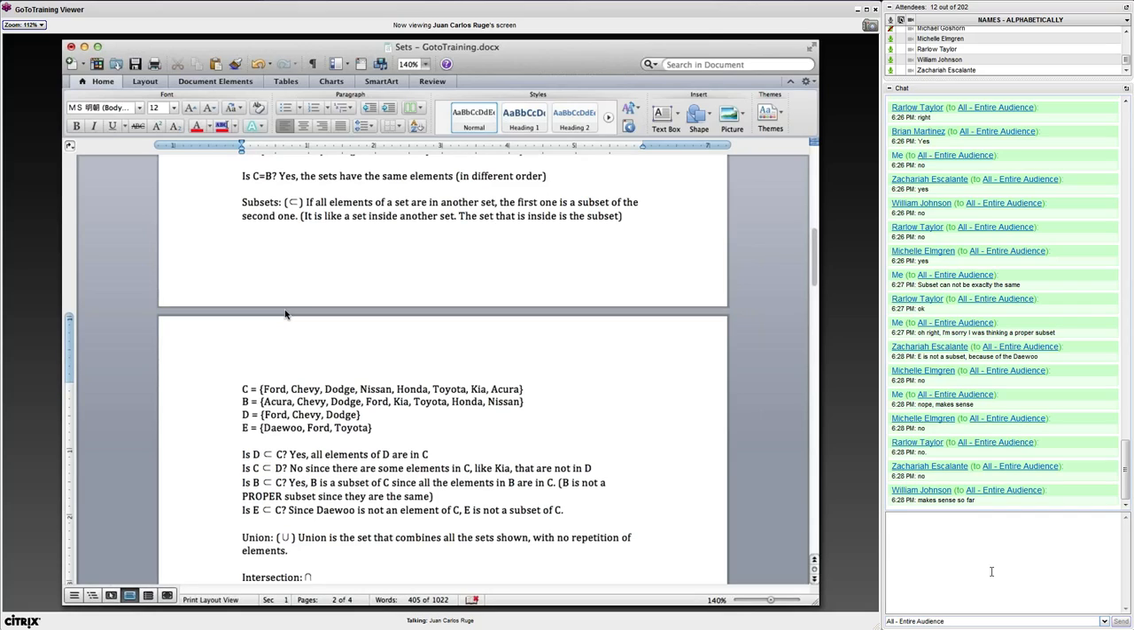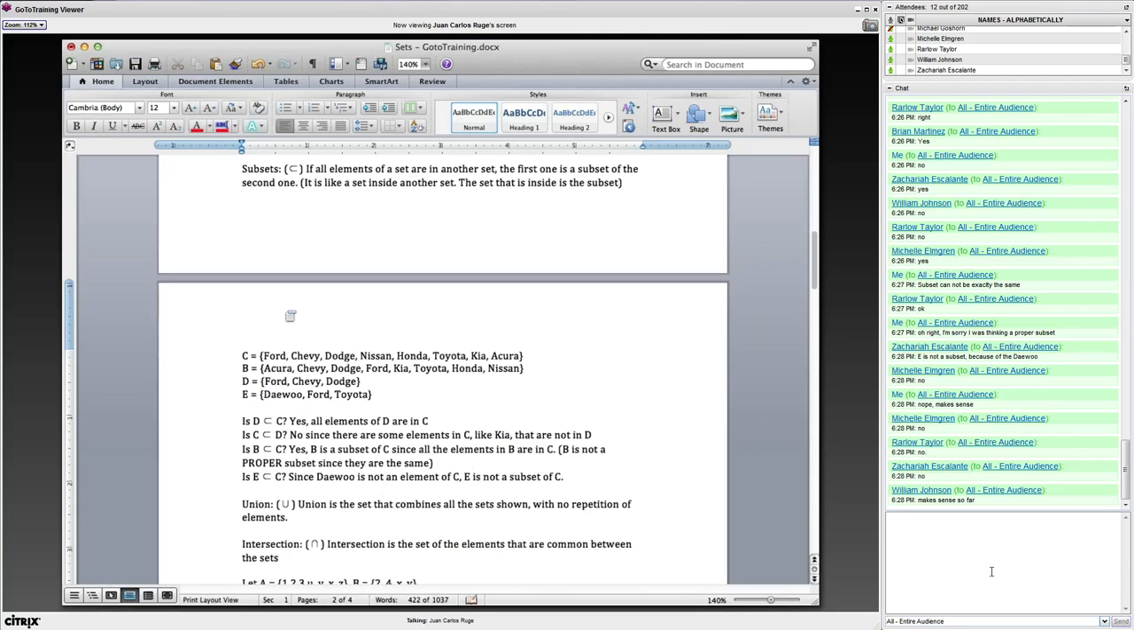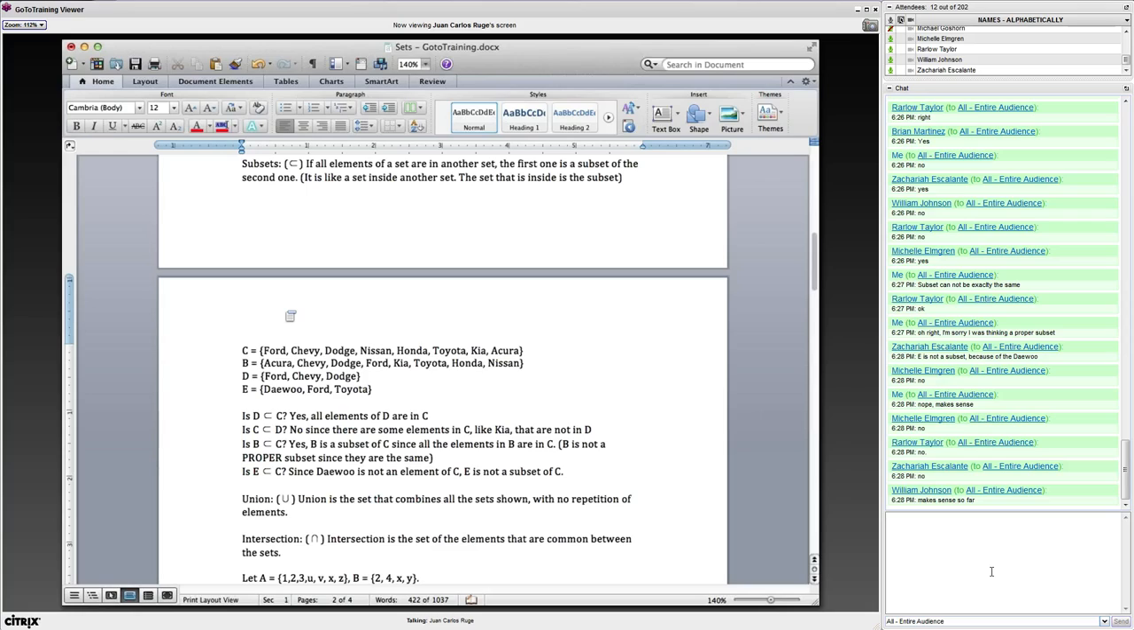And here we have another one, which is intersection. Intersection is the set of the elements that are common between the sets. Okay, so those are the definitions. Let me know how the definitions are going.